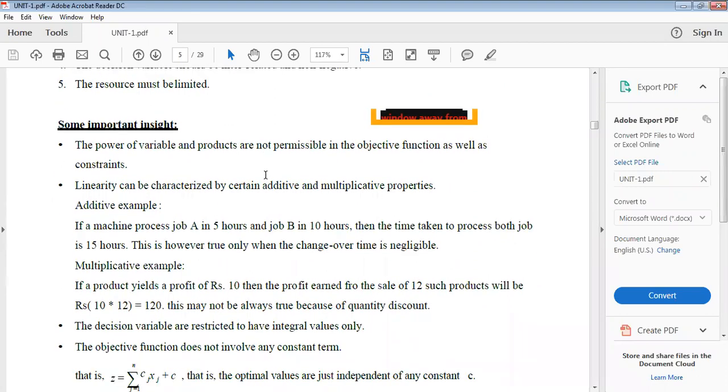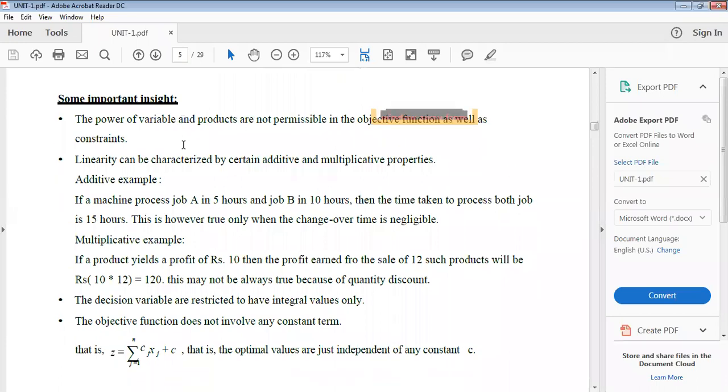Some important insight: the powers of variables and products of variables are not permissible in the objective function as well as in the constraints. The power of the variable means x1, x2, x3 are the variables. That does not affect the particular problem or objective function. The power of the particular variable does not affect the function.